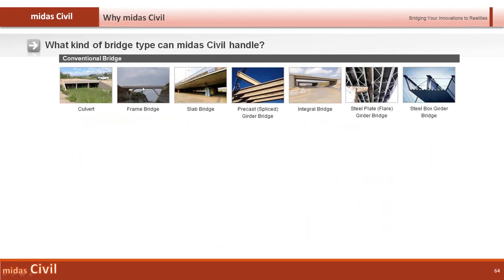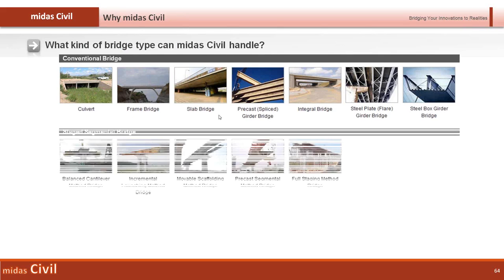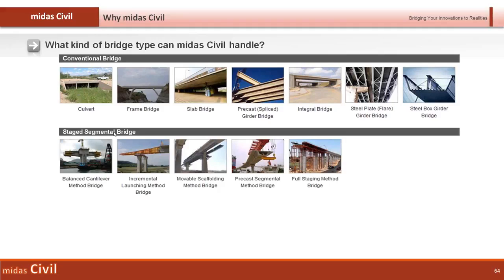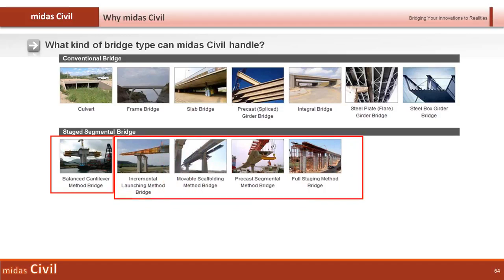It can do the most conventional bridges like culverts, slab bridges, integral bridges, to most segmental bridges like stage segmental bridge. So it can handle not only balanced cantilever, it can also handle the incremental launching bridge, movable scaffolding, precast segmental bridge, and full staging method if you are constructing in the general way.